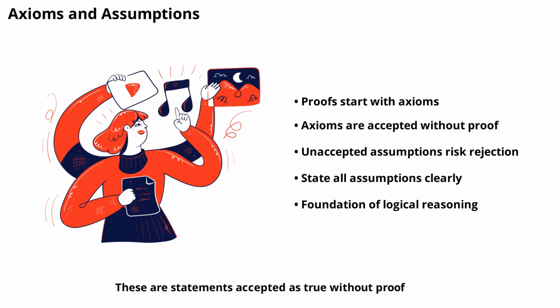Every proof starts with some basic assumptions, called axioms. These are statements accepted as true without proof, forming the foundation of logical reasoning. If a proof relies on assumptions that are not accepted by the community, it may be rejected.